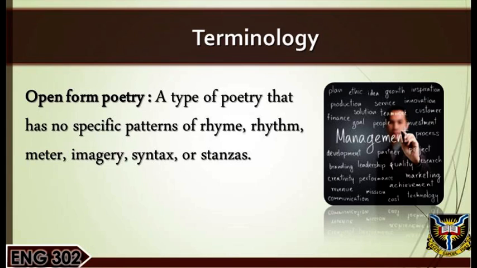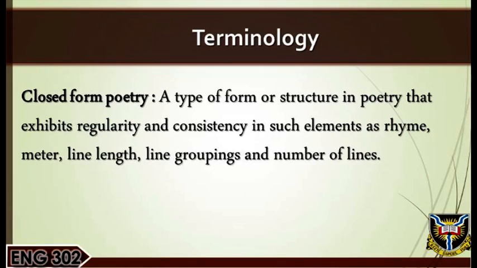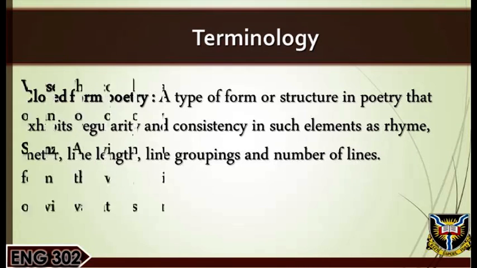Terminology. Open form poetry: a type of poetry that has no specific patterns of rhyme, rhythm, meter, imagery, syntax, or stanzas. Closed form poetry: a type of form or structure in poetry that exhibits regularity and consistency in such elements as rhyme, meter, line length, line groupings, and number of lines.